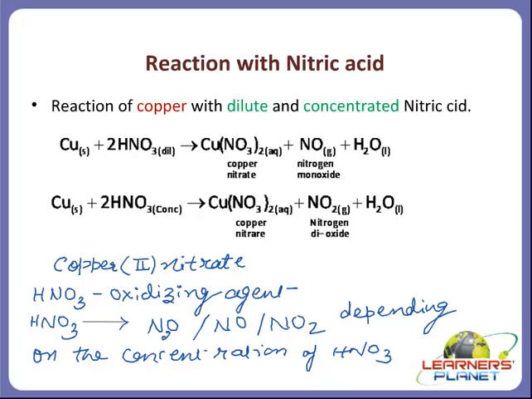Now here, what all are the things formed? Here we have got nitrogen monoxide and H2O. That is, your nitric acid has been reduced to nitrogen monoxide and hydrogen is oxidized to water. Now in this case, this is a concentrated nitric acid. The salt formed is the same, that is copper 2 nitrate, and nitric acid is reduced to nitrogen dioxide and hydrogen is oxidized to water.